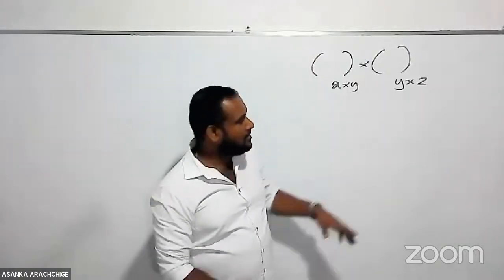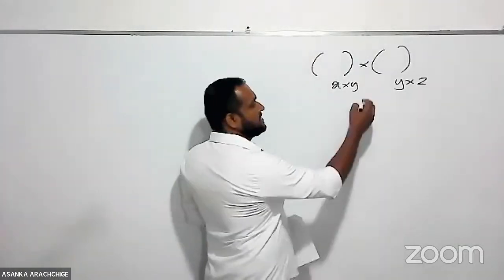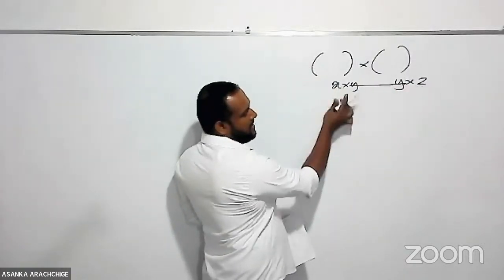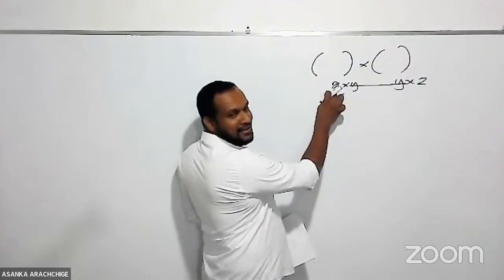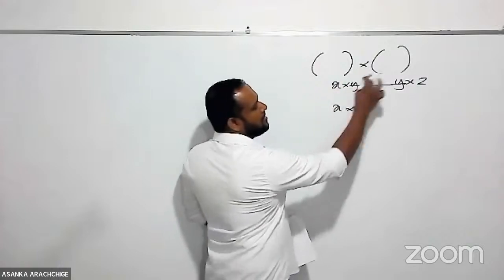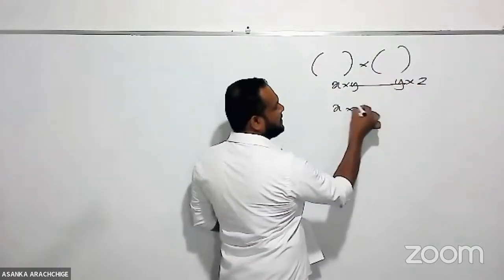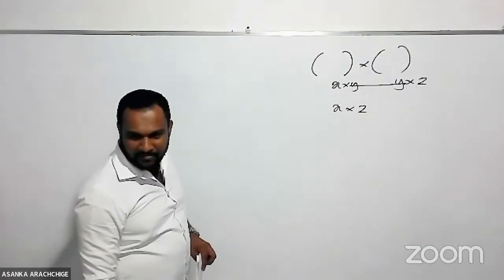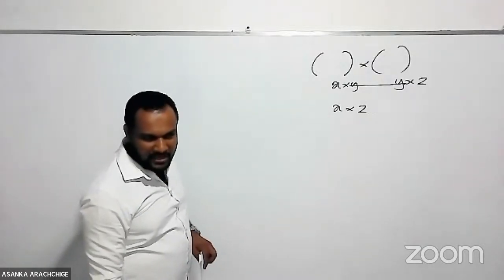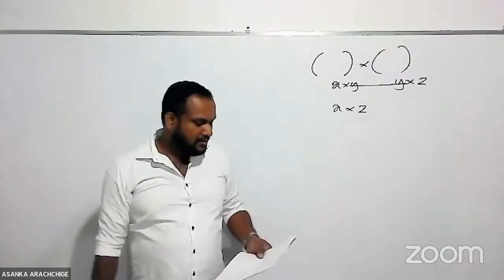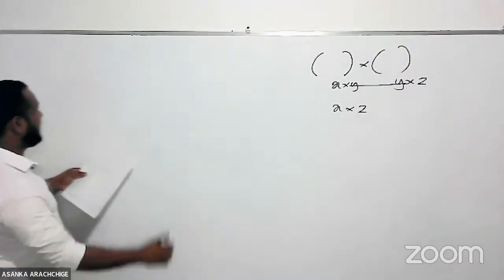Right? Then the resulting matrix comes like this. The order of the resulting matrix is the number of rows in the first matrix times the number of columns in the second matrix. Right? This is how it happens. Okay. Now check. Can we multiply these two matrices?